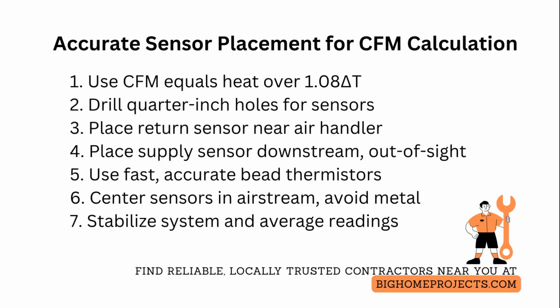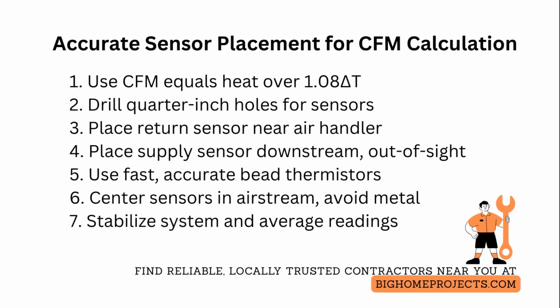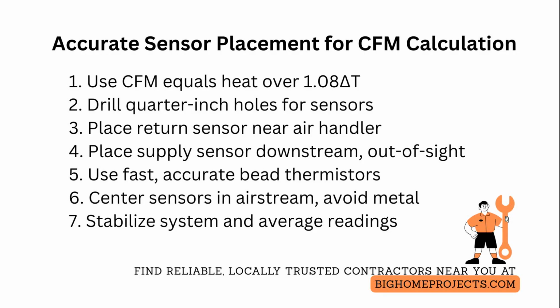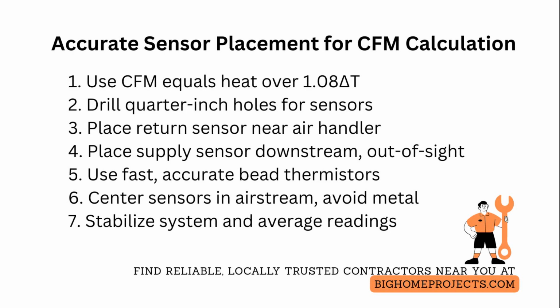To measure airflow with the temperature rise method, you are using the formula CFM equals total heat output divided by 1.08 times temperature rise, where 1.08 is the product of air density and specific heat at sea level for standard indoor conditions. That makes precise temperature rise essential.